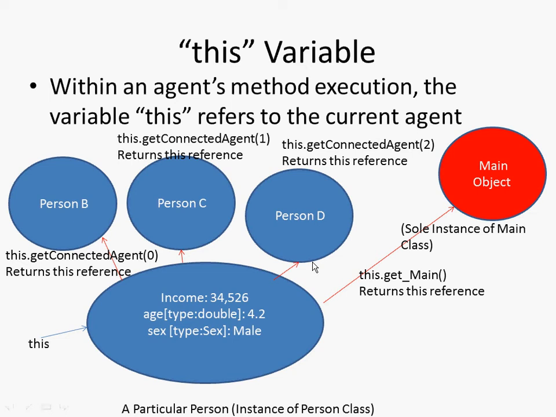Alternatively, I could call this dot get main, and it will return a reference to the sole main object. There's a single main object that's circulating. And then I could ask from that, like, how many agents are in your population right now, and what time is it, and all those sort of things.